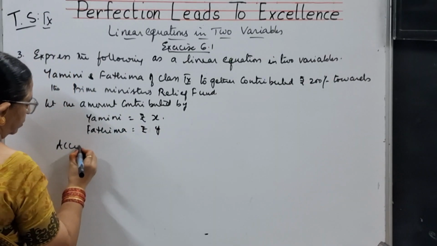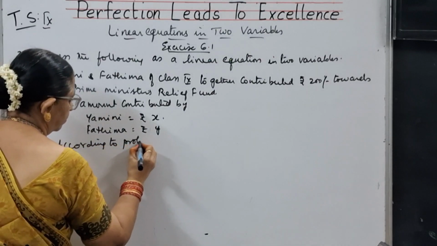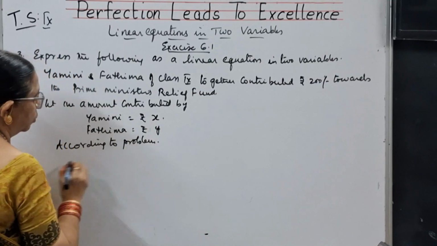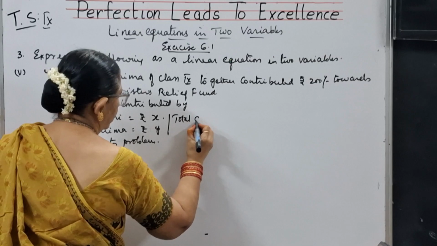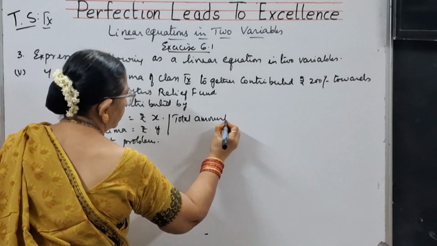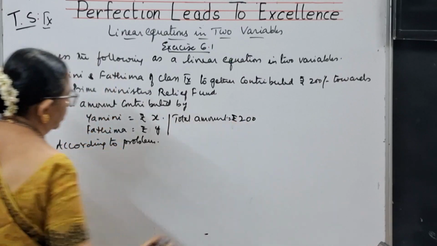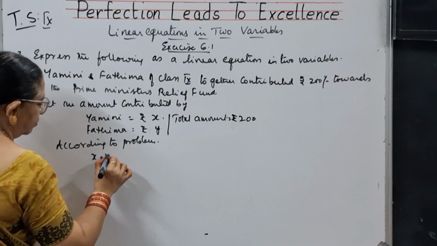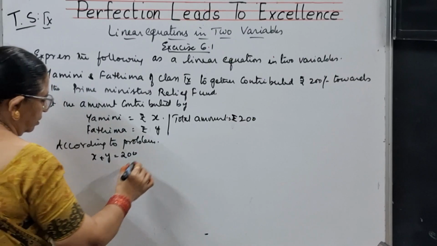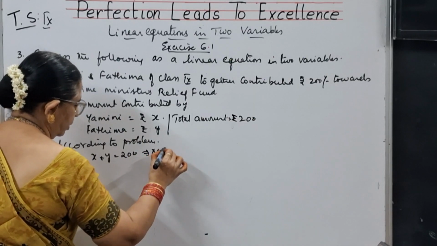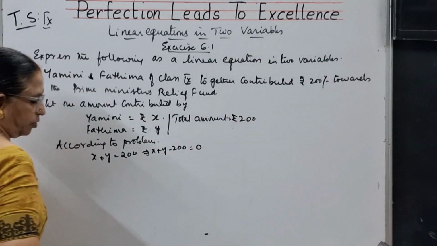So according to the problem, the total amount they have contributed, here I will write that also, total amount is 200 rupees. So according to the problem, x plus y is equal to 200. That implies x plus y minus 200 is equal to 0. This is the fifth bit, children.